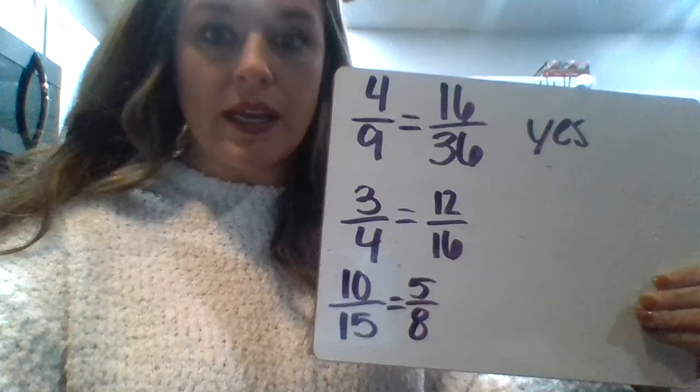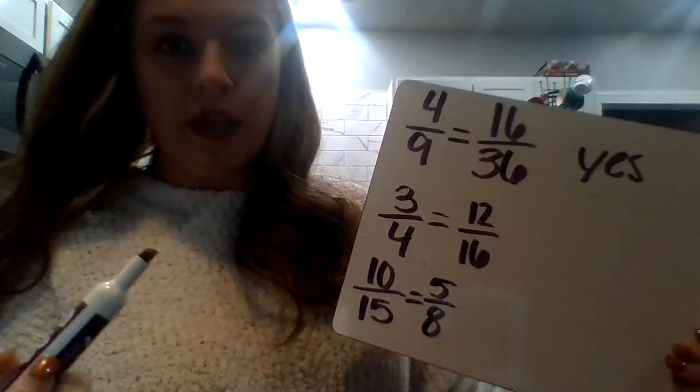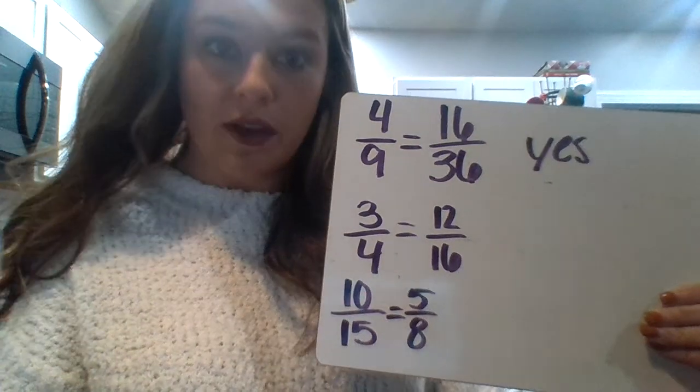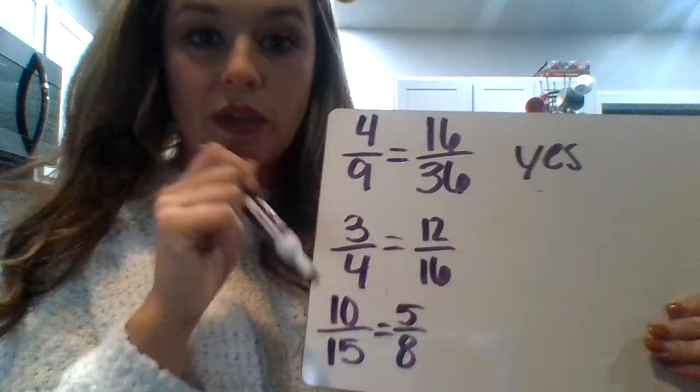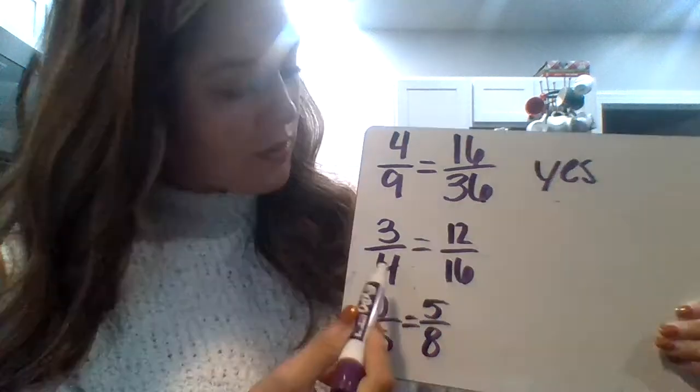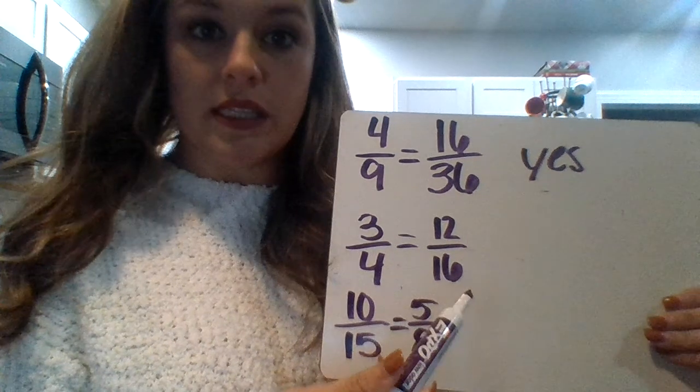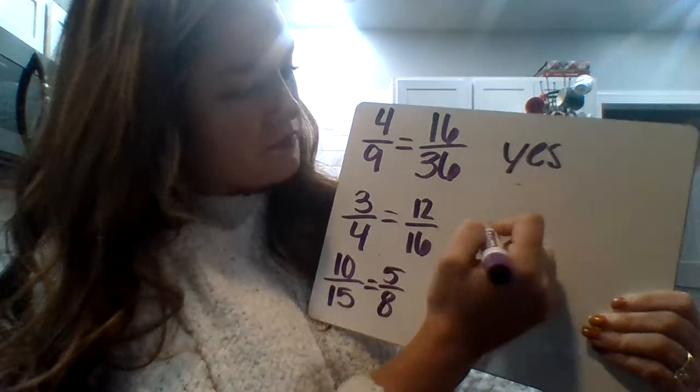Now the next one, how do we get 3 to 12? 3 times 4 is 12. Whatever we do to the top, we also have to do to the bottom. So 4 times 4, is that 16? Yes. This is also proportionate.